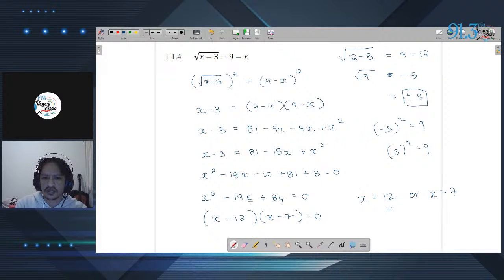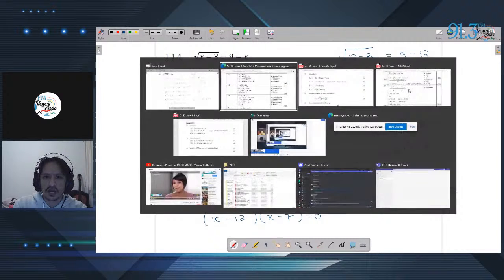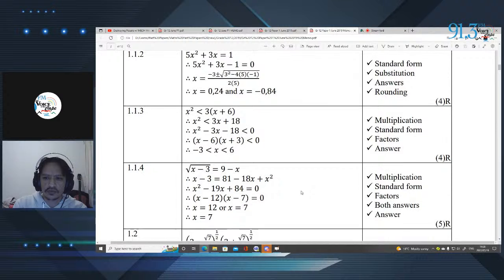Is it anywhere else that it doesn't work? If I substitute, you know, it works everywhere. All right, 7 as well. Put 7 in here. Get 7 minus 3 is 4. 9 minus 7 is 2. And the square root of 4 is equal to 2. Okay. So why are they not using 12?